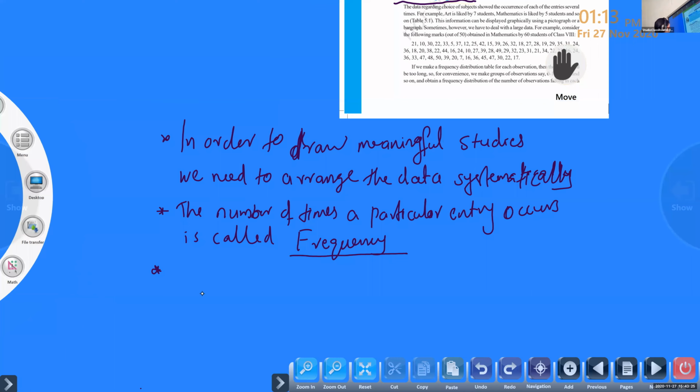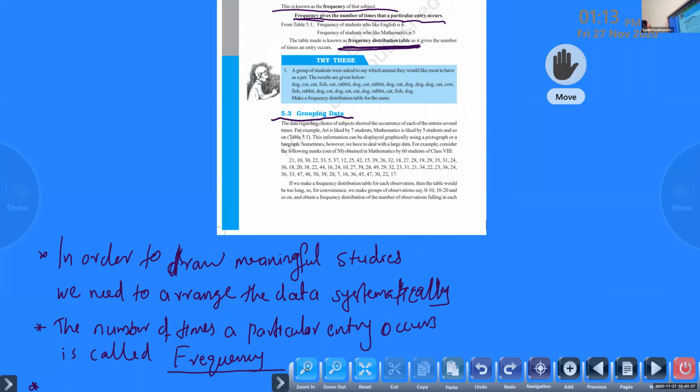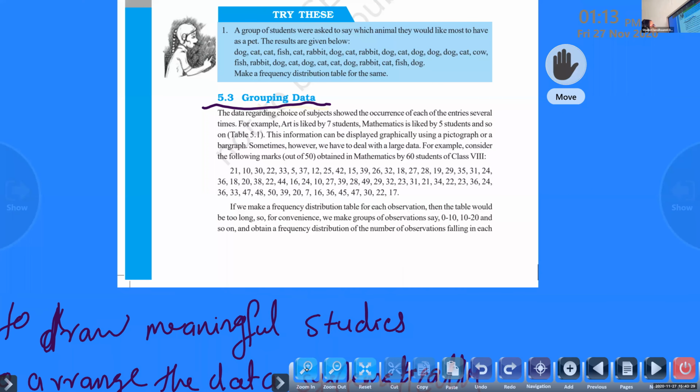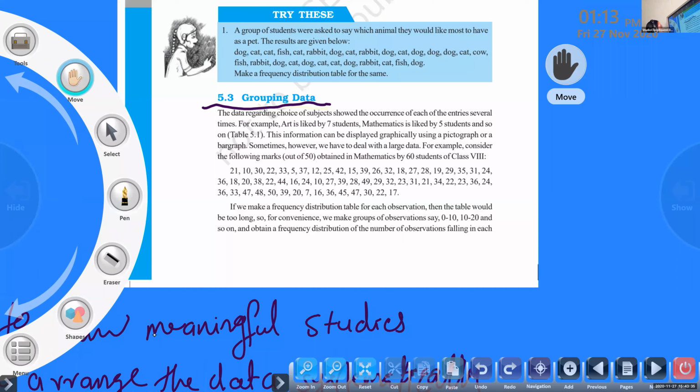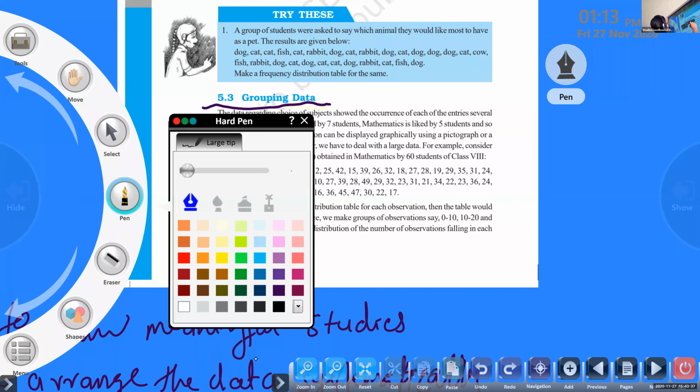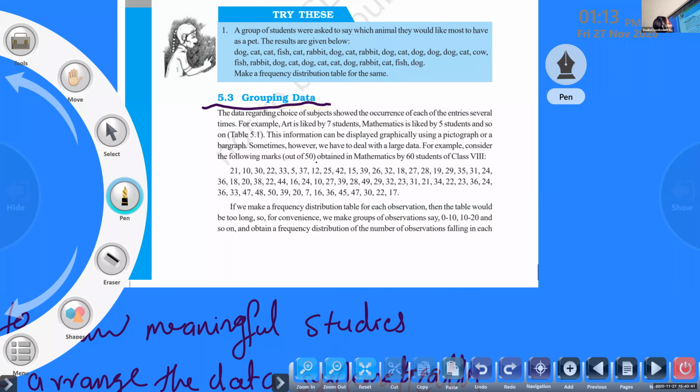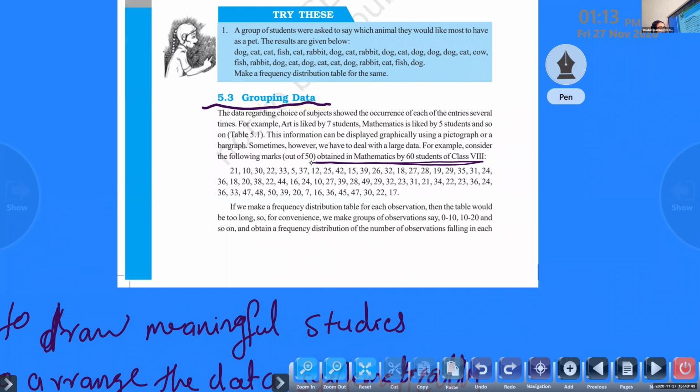Okay, now all of you listen here. Here some marks are given. Marks of class 8 students. Marks obtained by 60 students in mathematics are given. 20, 10, 30, 22, 33, 5, 37 marks are given.